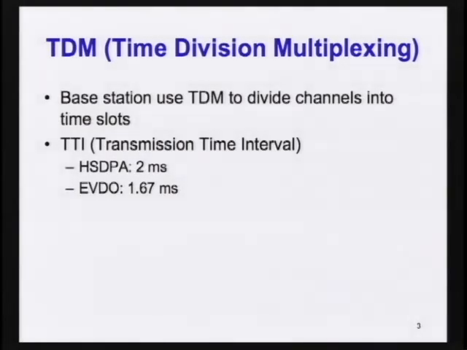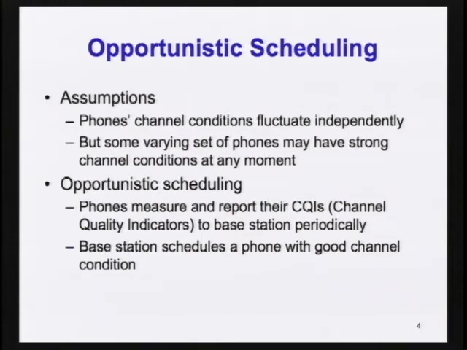So let me give you some brief background on multi-user diversity. In a typical opportunistic scheduling algorithm, the base station uses time division multiple access to divide a channel into time slots. It chops the time into different slots. Each slot is about 2 milliseconds in HSDPA and 1.67 milliseconds in EVDO. And this is called the transmission time interval. The assumption behind opportunistic scheduling is that each cell phone's channel condition changes independently, both in time and in location. However, at any given moment, some varying sets of cell phones have relatively good channel conditions.